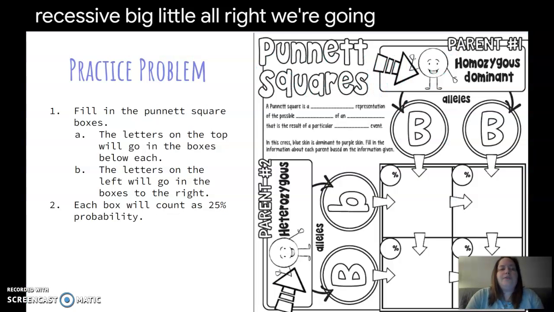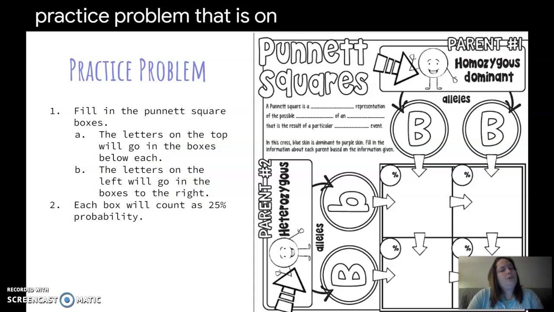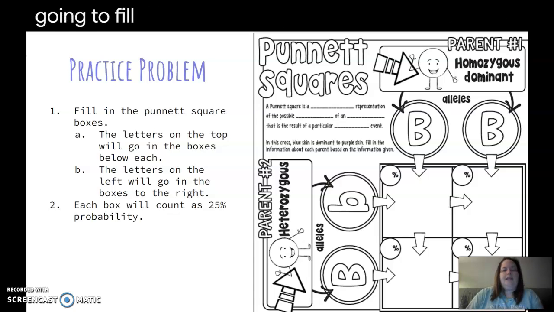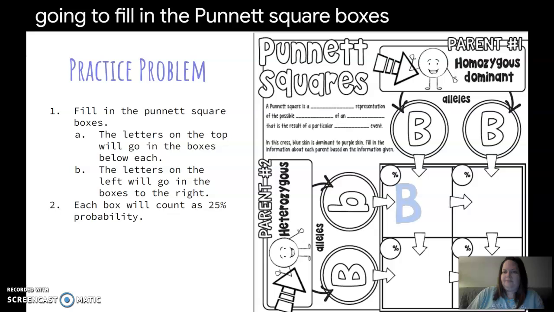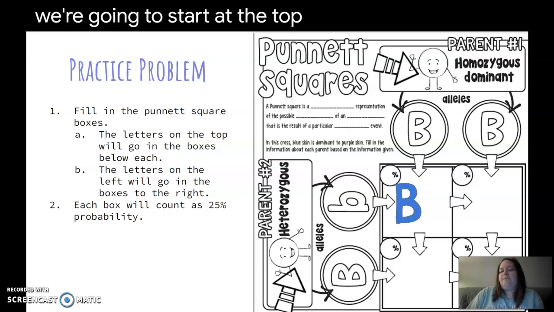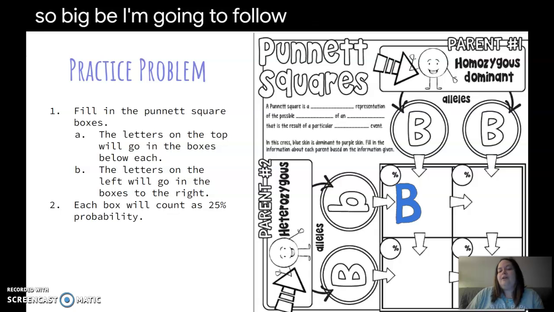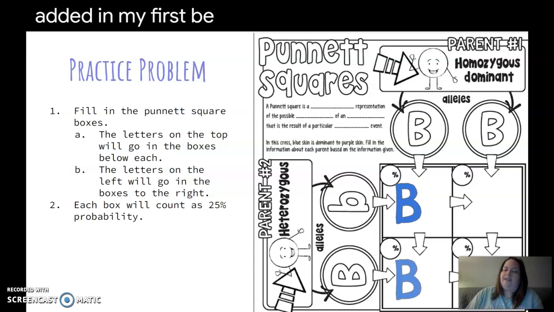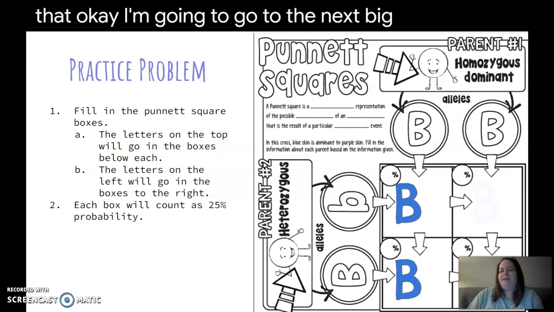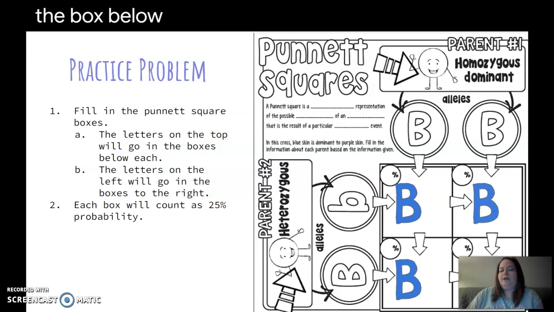All right, we're going to go through the practice problem that is on your notes. Okay, so we're going to fill in the Punnett square boxes. To do that, we're going to start at the top. I've got a dominant B, so big B. I'm going to follow that down. So I've already added in my first B, and then I'm going to add it below that. Okay, I'm going to go to the next big B, put that in the box below, and the box below that.